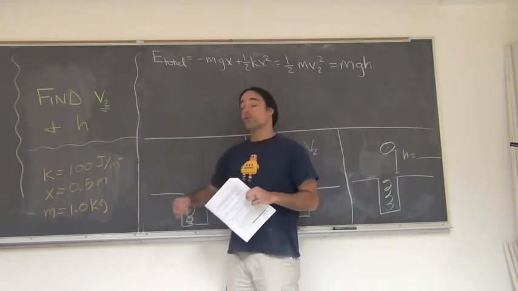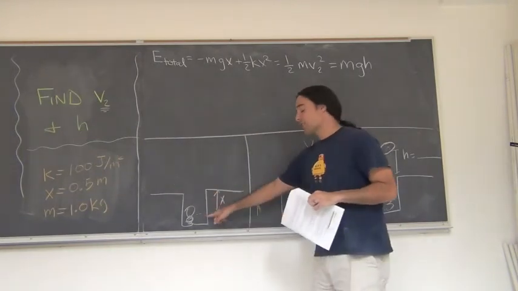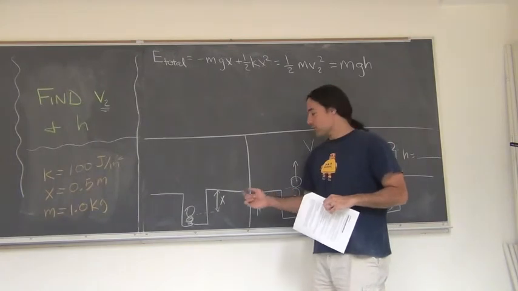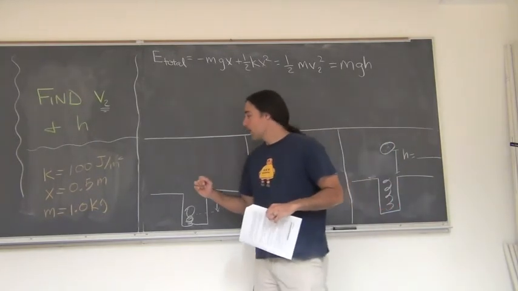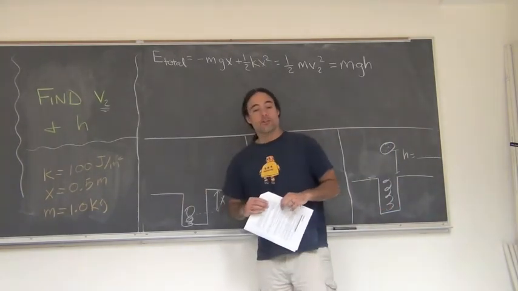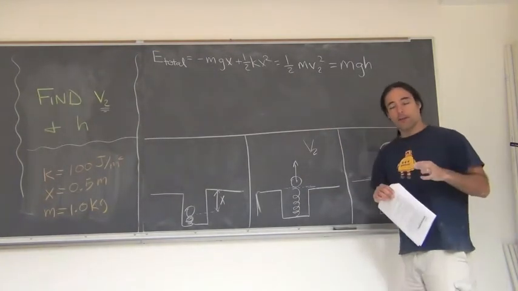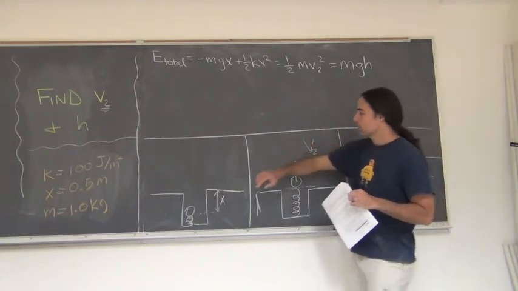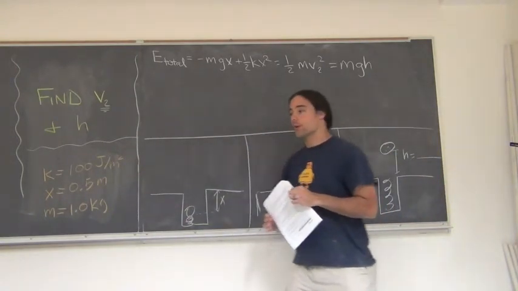You've got 100 joules per meter squared for the stiffness of the spring. The original compression of the spring, we'll say that's half a meter. And we'll say that the mass of the ball that you're putting on the spring is 1.0 kilograms. Okay, so these are the parameters we're working with.